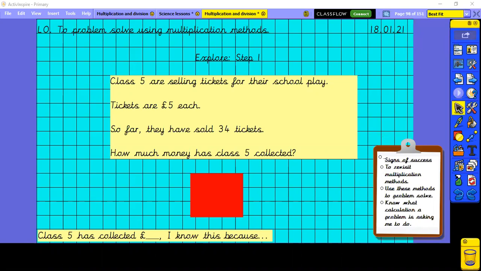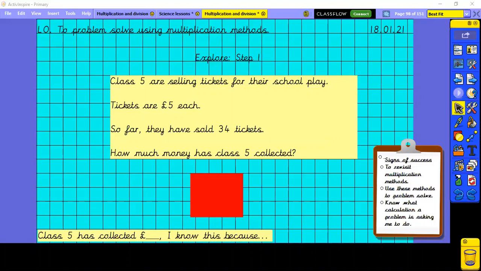Okay, so this lesson is slightly different to normal. It's going to be based all around problem solving, which is something we need to work on as a class. So on the board here, I have our first problem. After I read out this problem, I'd like you to think about what calculation you need to do to find the answer. So, Class 5 are selling tickets for their school play.